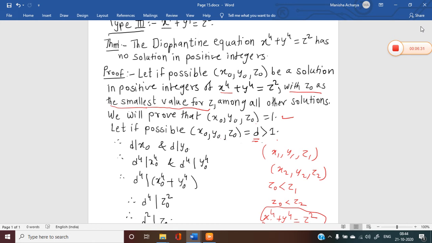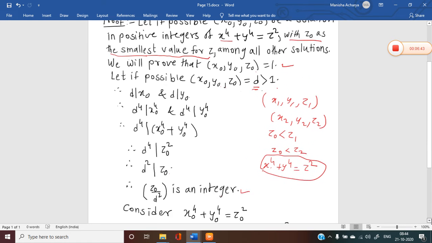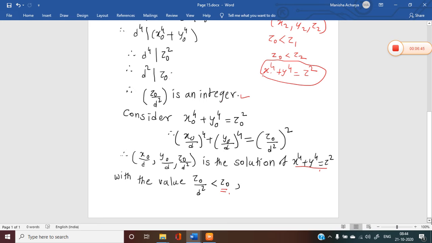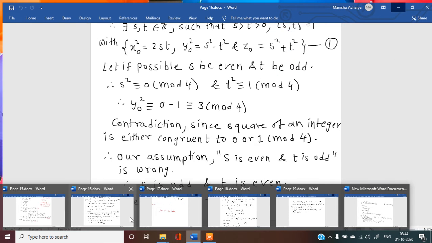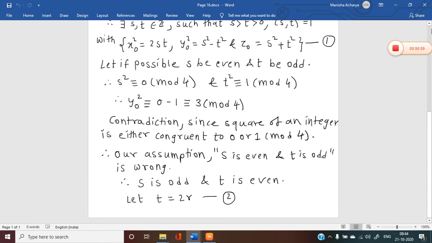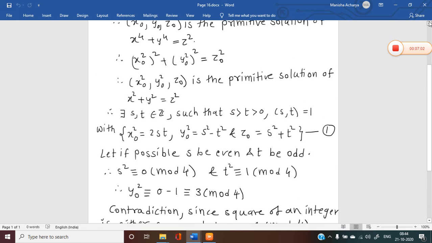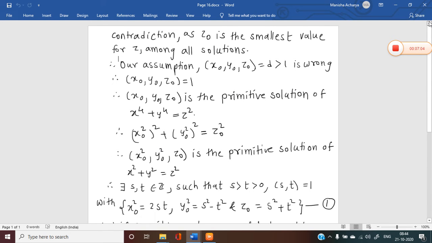Therefore I am telling you that this condition you have to remember, that z0 is the smallest value for z, because this is the thing which we are going to use for proving that our assumption is a wrong assumption. Okay, so the first part we have completed: we have proven that if x0, y0, z0 is the solution, then their GCD is equal to 1. Now with that condition, we proceed further.